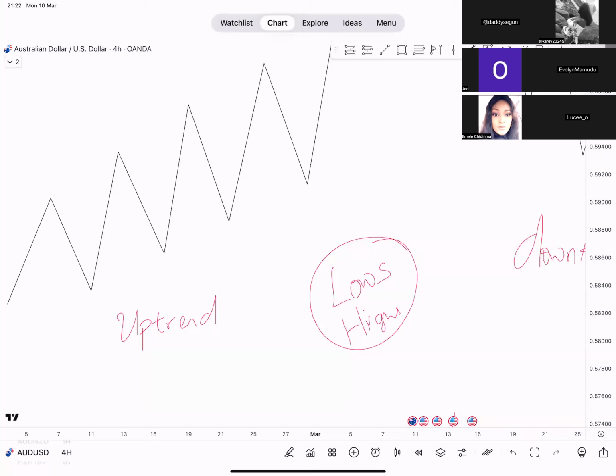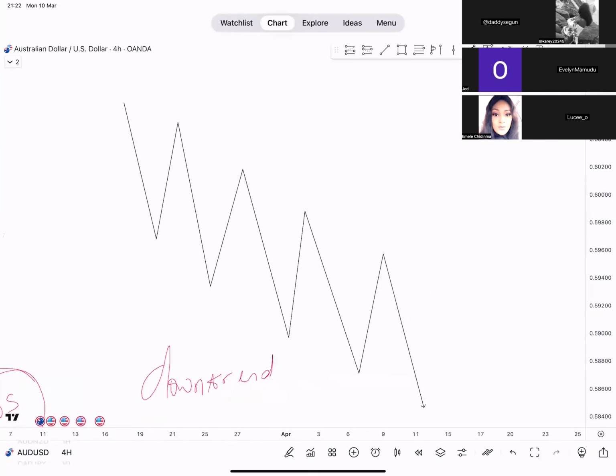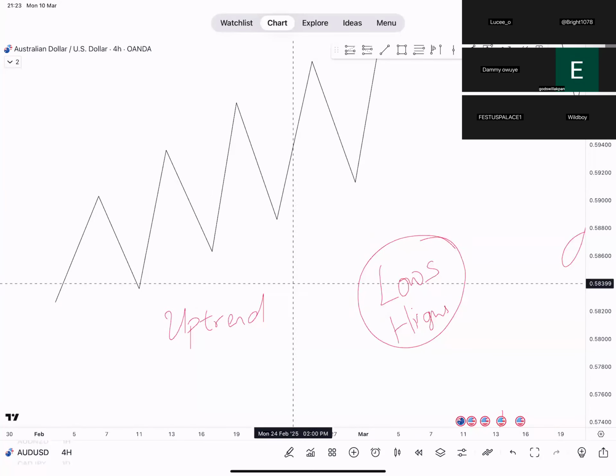Let me take that again. I said that these three types of market structure that we have, which I made a schematic diagram of, have one thing in common: they are always made up of highs and lows, right? But the type of highs and lows that they are made up of is what will determine whether we are in an uptrend, a downtrend, or a ranging or consolidation market structure, right? So for the uptrend now, what type of highs and lows do we have?